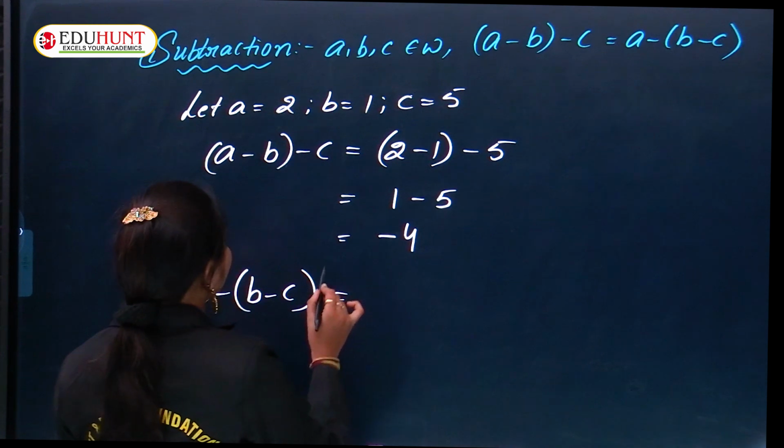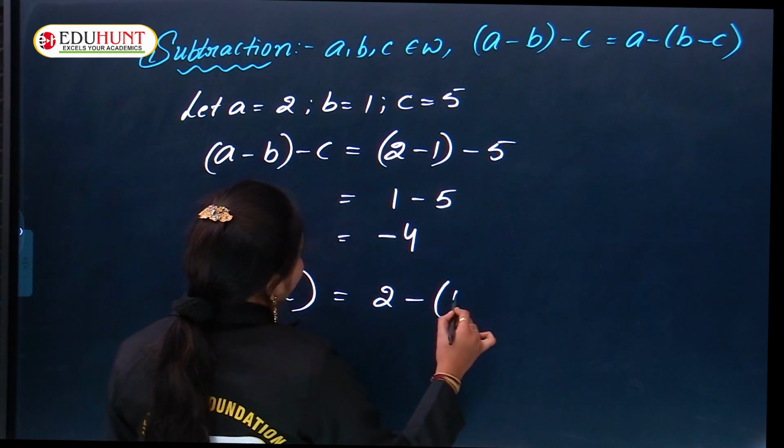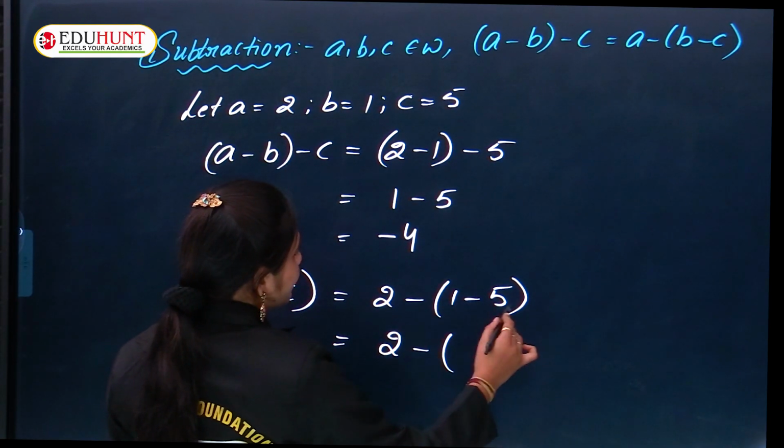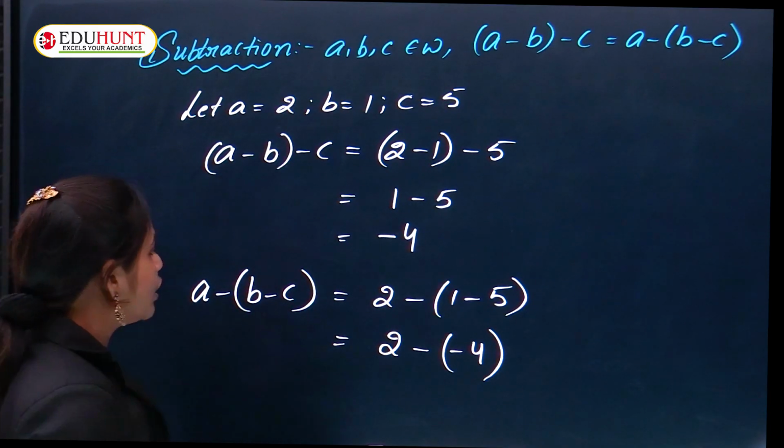Now the right side, A minus (B minus C). Take the difference of B and C first. Here 2 minus (1 minus 5). What will you get? 2 minus 1 minus 5 is again minus 4. Understood? Then what will you get here?